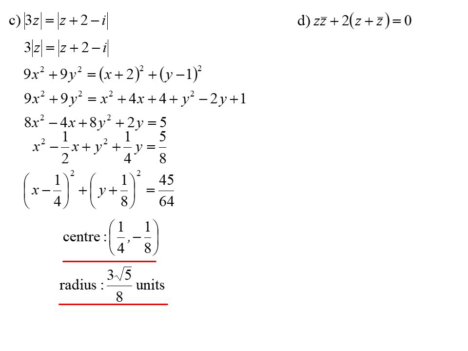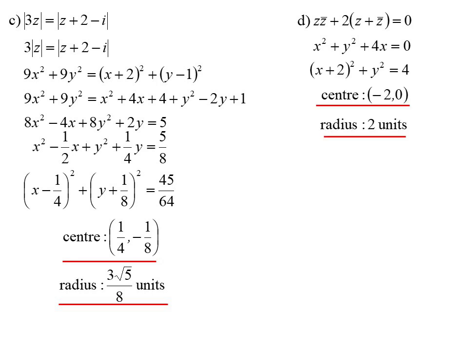z times z conjugate plus 2 times (z plus z conjugate) equals 0. Again, don't immediately recognize it, but I know z times z conjugate is x squared plus y squared. z plus z conjugate would be twice the real part, so I get 2x, but it's 2 lots of that, so I get 4x. Okay, we've got a circle yet again. This time our center is at (-2, 0), and the radius is 2.